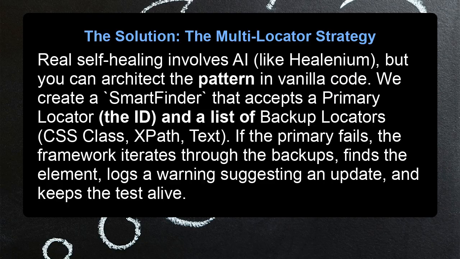The solution: the multi-locator strategy. Real self-healing involves AI tools like Healenium, but you can architect the pattern in vanilla code. We create a smart finder that accepts a primary locator, the ID, and a list of backup locators, CSS class, XPath text. If the primary fails, the framework iterates through the backups, finds the element, logs a warning suggesting an update, and keeps the test alive.